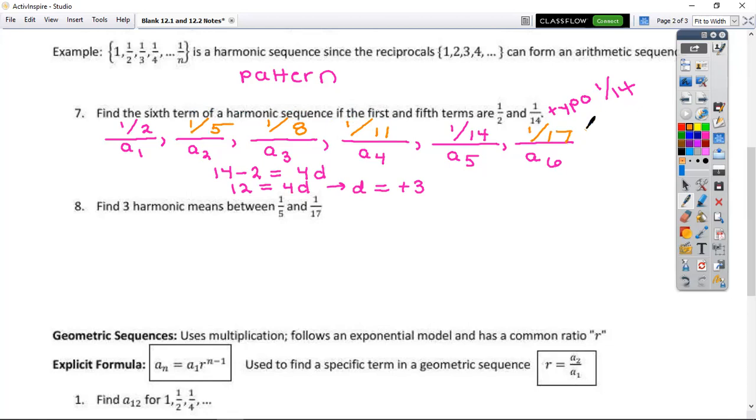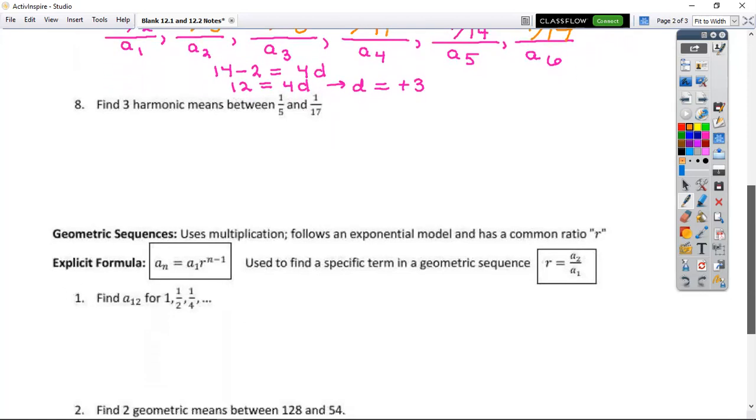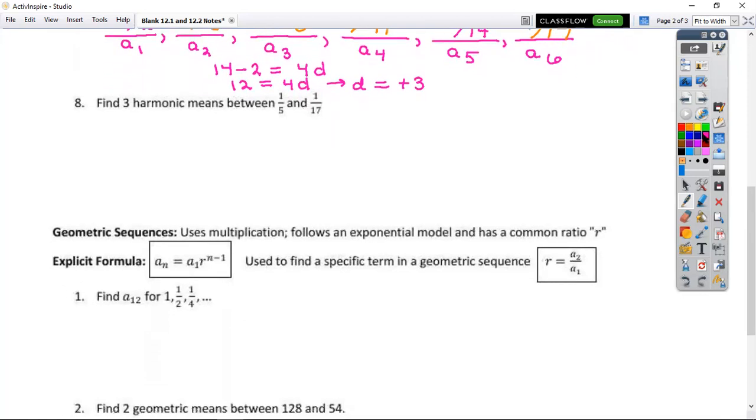So same deal with this one. And again, if you can eyeball this, that's fine. So I'm going to start and write out my first term, which is equal to 1/5. And I want to find 3 harmonic means just in between. So a sub 2 and 3 and 4. And we are looking for the, oh no, we have the 5th, sorry. So 1/17.